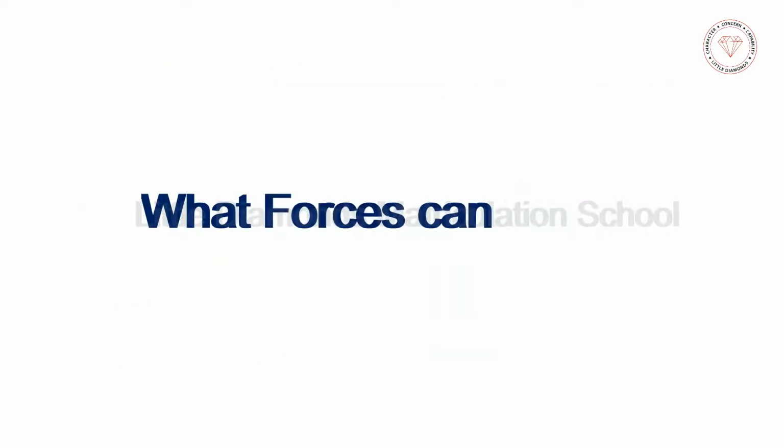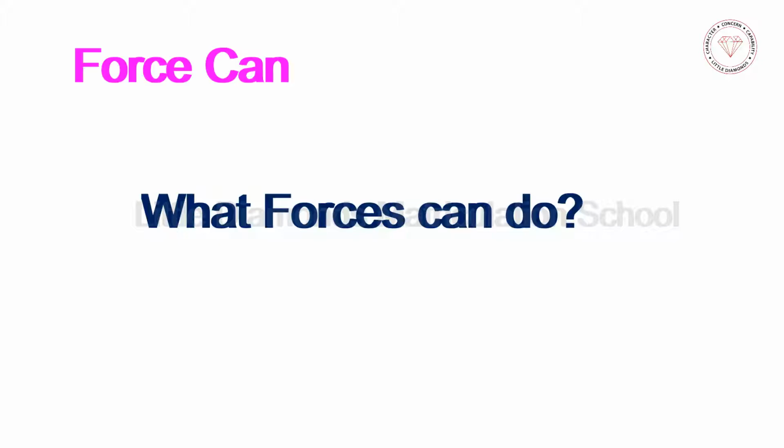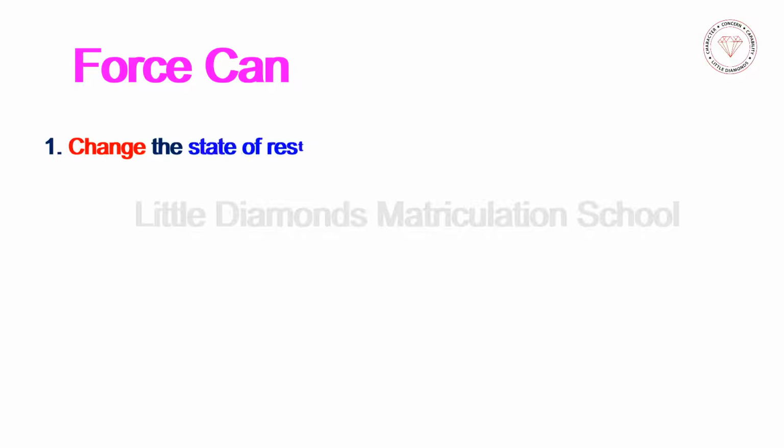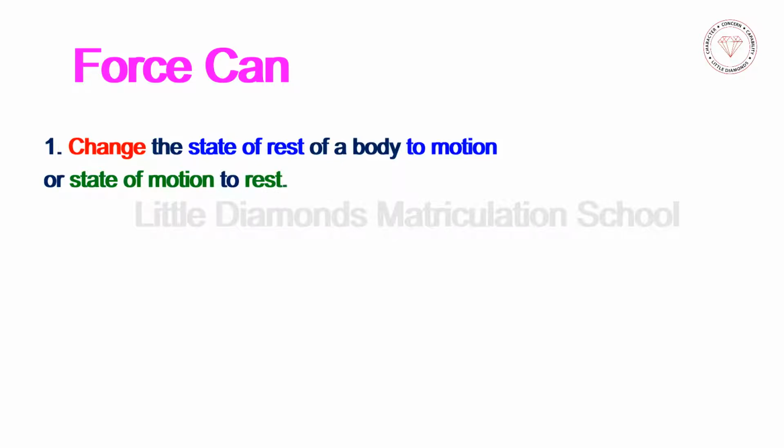Next, let us see what force can do to a body on which it acts. Number 1, forces can change the state of rest of a body to motion or state of motion to rest. So, a body which is at rest can be made to move by force or a moving body can be brought to a stop or to rest by this force. Number 2, force can change the speed of motion of a body. That is, we can either increase the speed of the moving body or decrease the speed of the moving body.